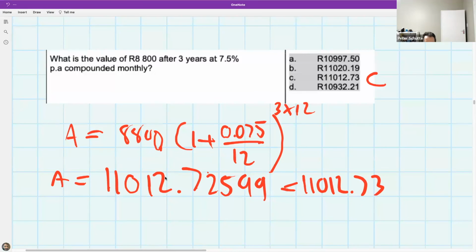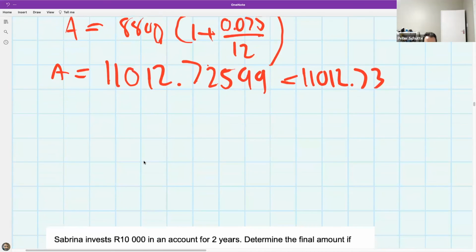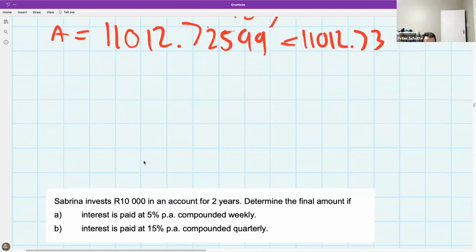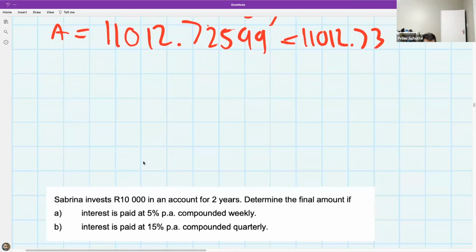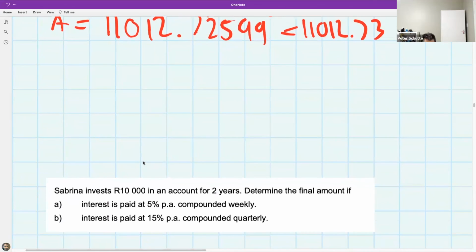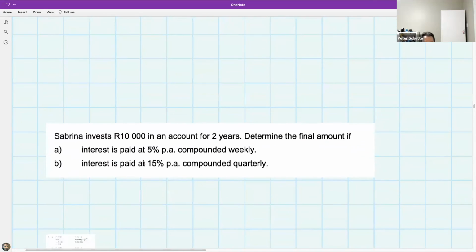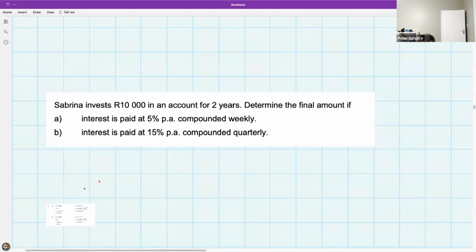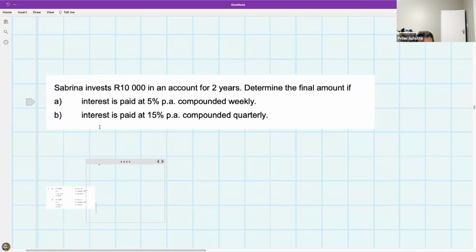Okay, nicely done. I see lots of C's in the chat. Okay, let's finish with this question today. So it says here, Sabrina invests 10,000 Rand in an investment account for 2 years. Determine the final amount if interest is paid at 5% per annum compounded weekly.